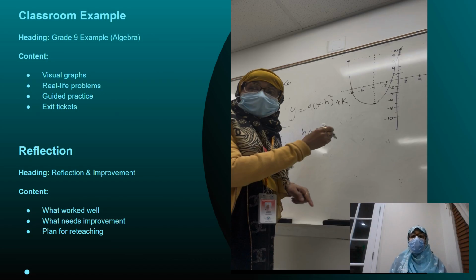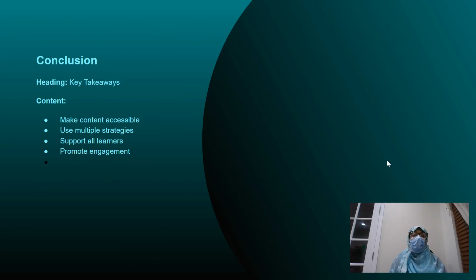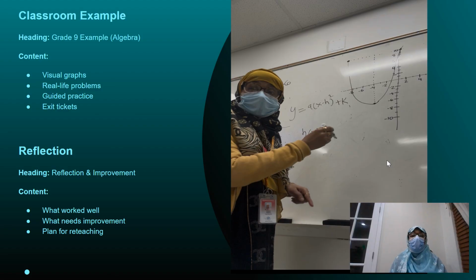Again, I took this real-time example from my classroom. Here, teaching to grade 9, an example of algebra, you could see on the board visual graphs, real life problems, guided practice, and then ending with the exit ticket. So the reflection and improvement: what worked well, what needs to be improved, plan for reteaching. And here, in conclusion, the takeaway: make content accessible, use multiple strategies, support all learners, promote engagement.